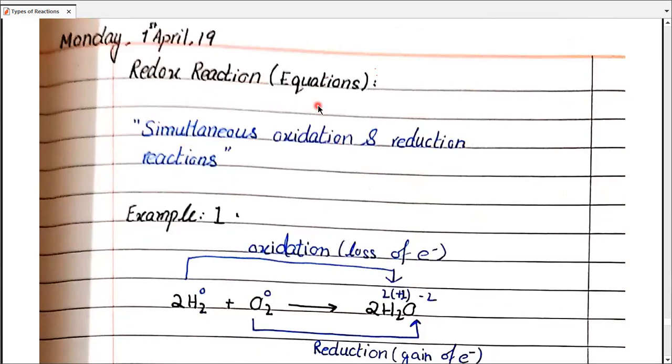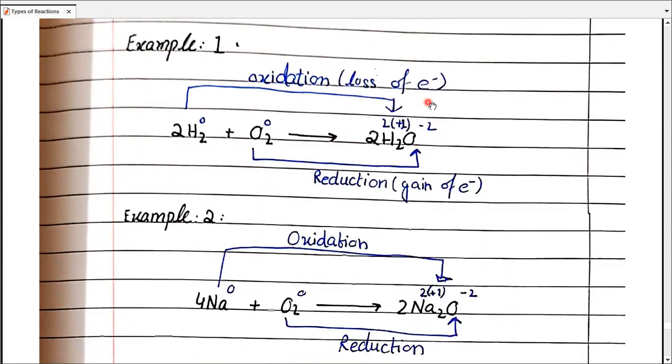Now, redox reactions are simultaneous oxidation and reduction reactions. Take a look at this. Remember the rules. Diatomic molecule, 0. Oxygen, uncombined with any other atom, 0. Water, oxygen is -2, hydrogen is +1 into 2. So hydrogen is changing from 0 all the way to +1 over here, and oxygen is changing from 0 all the way to -2 over here.